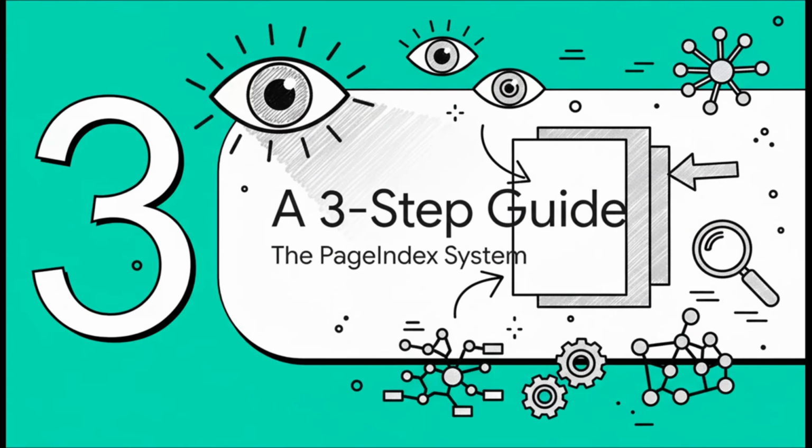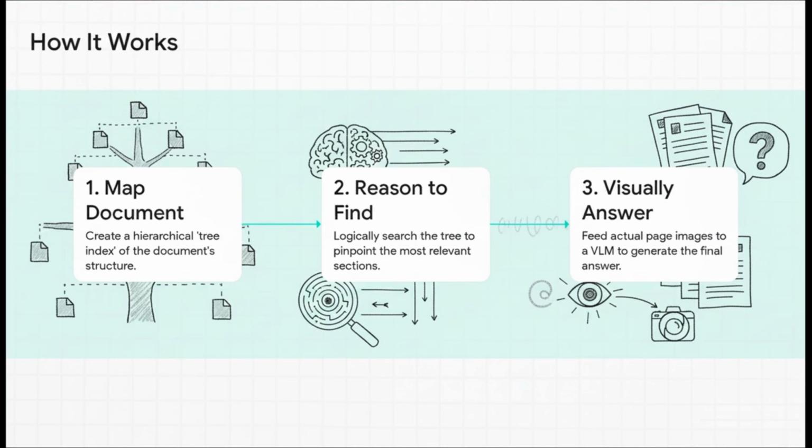So how does this actually work in the real world? Let's walk through the PageIndex system, which is a fantastic example of this whole vision-based idea in action. It's this really elegant three-step dance. First, it maps the whole document, creating this super smart table of contents. Second, it uses an AI to literally reason its way through that map to figure out the most relevant pages for your question. It's not just matching words anymore. And then, and this is the magic part, it takes the actual pictures of those pages and shows them to the vision language model to get you the final answer. No messy text in between.